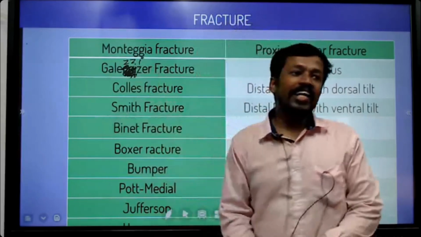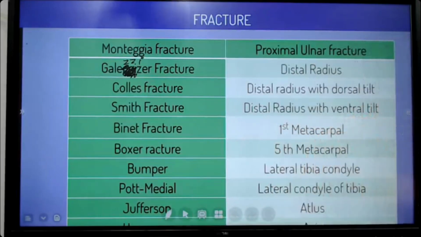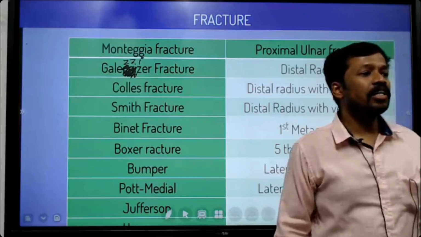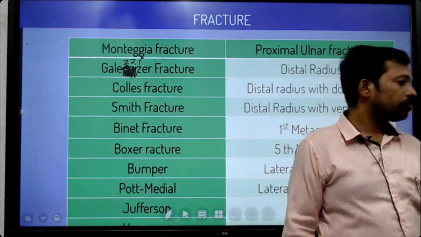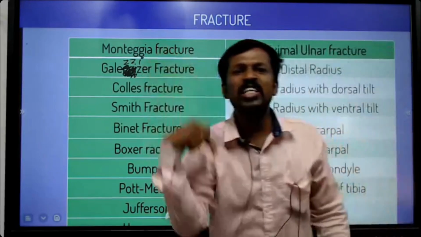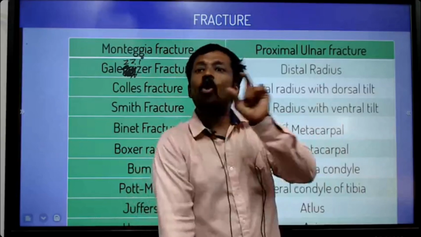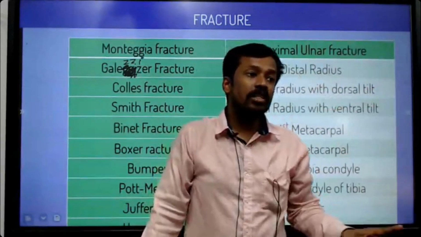Montagia fracture and Galecia fracture. What is that? Montagia, Galecia. What is Montagia and Galecia fracture? What is proximal? What is distal? Towards the body side is proximal. Away from the body is distal.